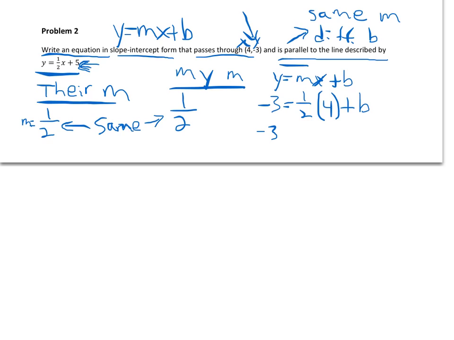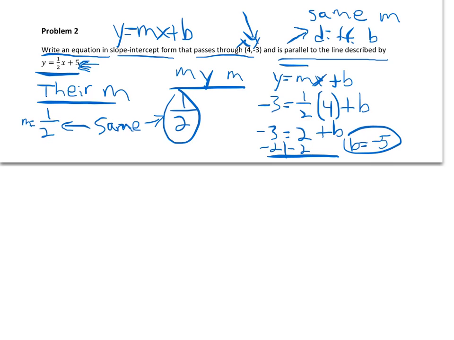-3 is equal to, what's a half of 4? Well, a half of 4 is 2 plus b. Okay, solve for b. I have a positive 2 hanging out over here, so I subtract 2. Subtract 2. My b is equal to -5. So what is my equation now? Well, I know my m is 1/2. I know my b is -5.